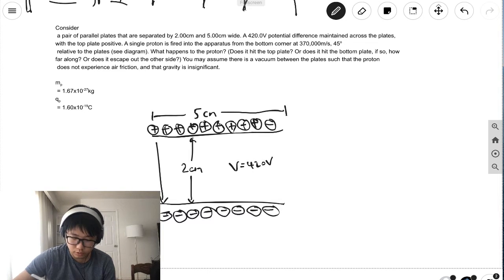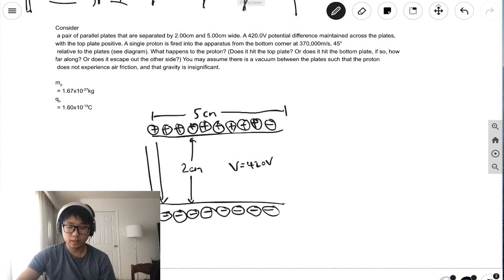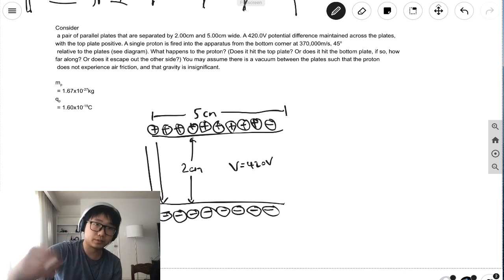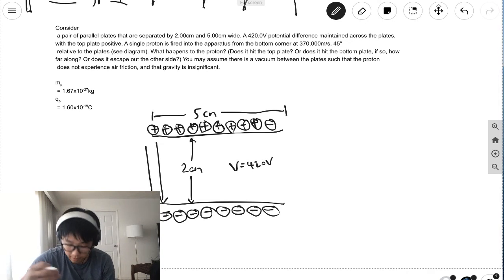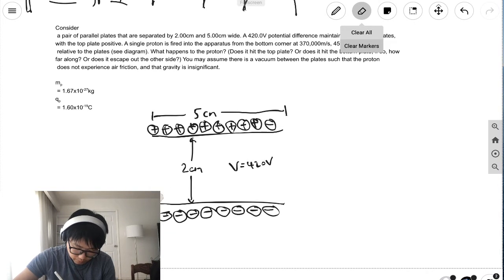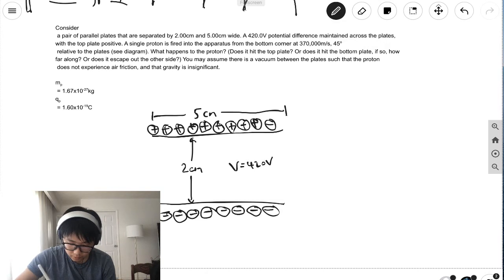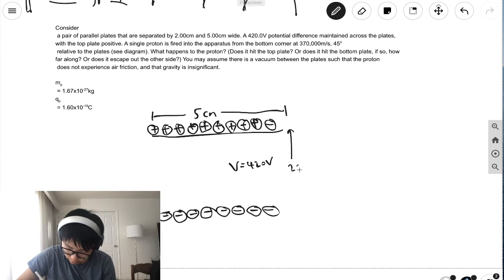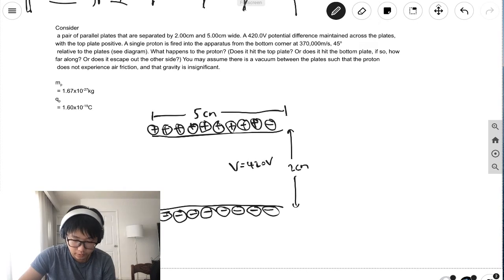Because by definition, the field direction is what happens if you put a positive test charge on there. What would happen? It's going to repel away from the top plate, which is positive, and attract to the bottom plate, which is negative. So there you go. I'm going to erase that because we can just know that in the back of our minds. And I'm actually going to relabel this 2 at the end here as 2 centimeters, still separating the 2 plates.